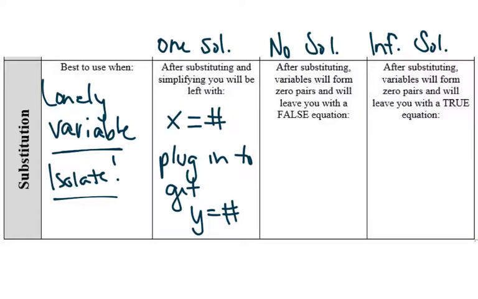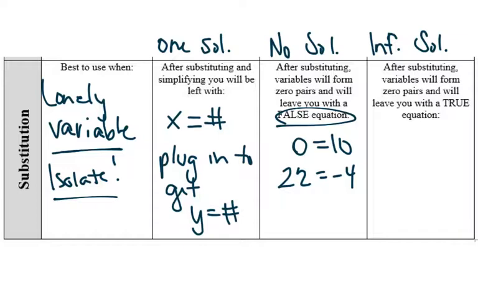What does it look like when you have no solution? Well, you start solving your equation, and all of a sudden you end up with something that is very false. It could be multiple things. It could be 0 equals 10. It could be 22 equals -4. You're just left with an equation that doesn't make any sense. Neither of those equations are true. And the big red flag, and I'm going to write it in red here, is that the variables cancel.